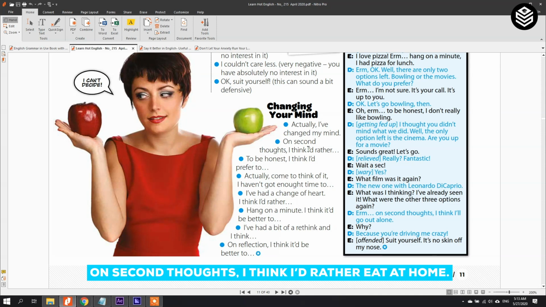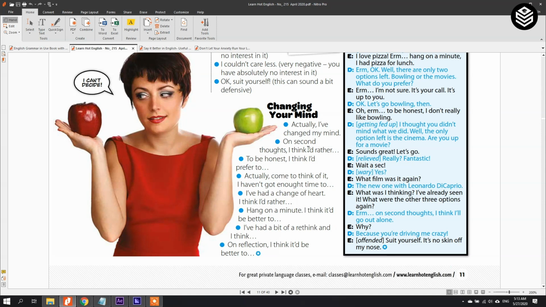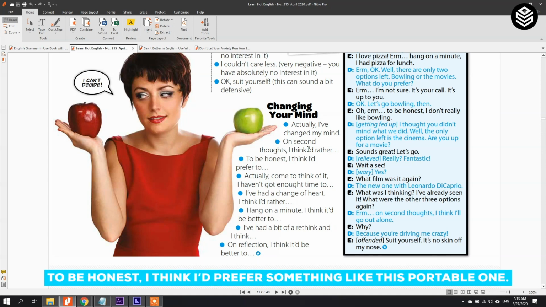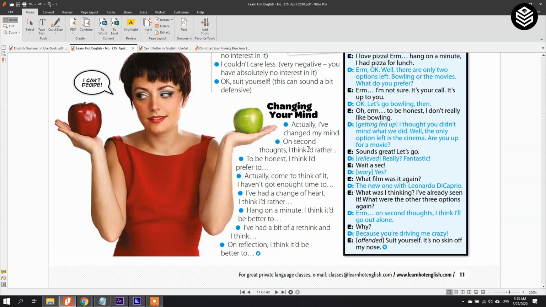So on second thoughts. The third one: "To be honest, I think I prefer to." This has the same meaning as on second thoughts. "To be honest, I think I prefer to go with that option." The fourth way: "Actually, come to think of it, I haven't got enough time to." It means you still haven't decided something, but your friend or family is insisting. You can use this sentence: "Actually, come to think of it, I haven't got enough time to decide that."